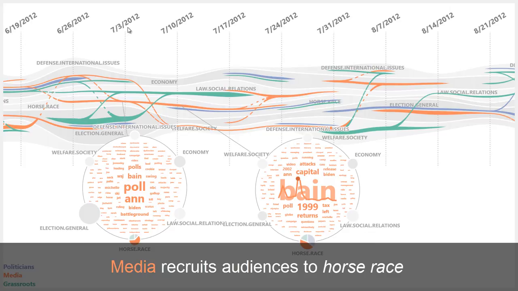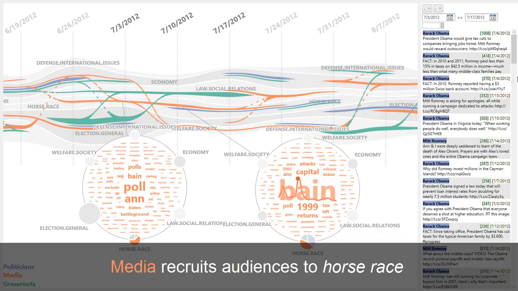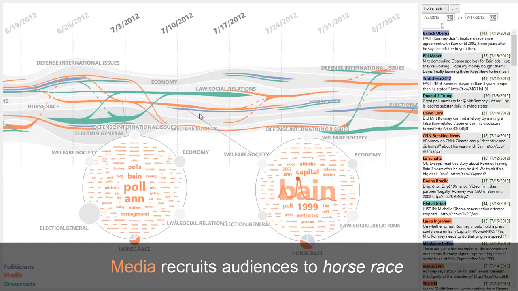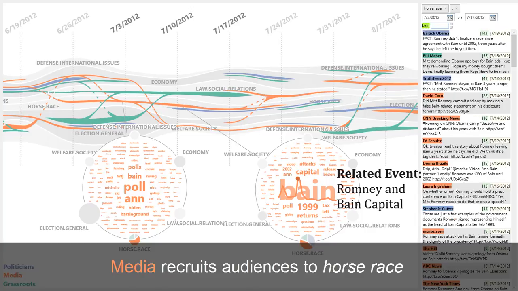To better understand what Bain Capital is about, we can examine the related tweets by selecting the starting date, the end date, and the topic. We also search for tweets including the keyword Bain. After reading a few tweets, we speculated that the discussion of Romney's scandal at Bain Capital was the cause of the recruitment effect.